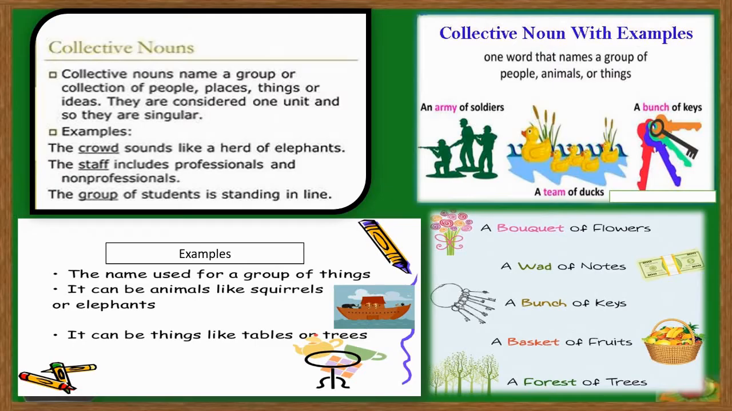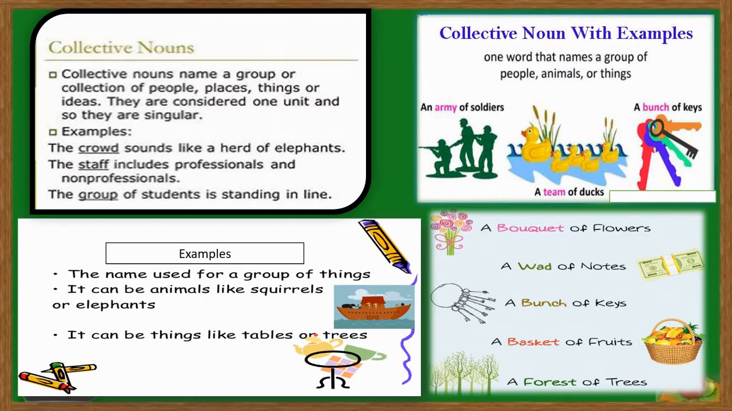The staff includes professionals and non-professionals. Again here staff is your collective noun. The group of students is standing in line. Again group is your collective noun. Below also some examples are there related to collective noun, such as the name used for a group of things. It can be animals like squirrels or elephants. It can be things like tables or things.